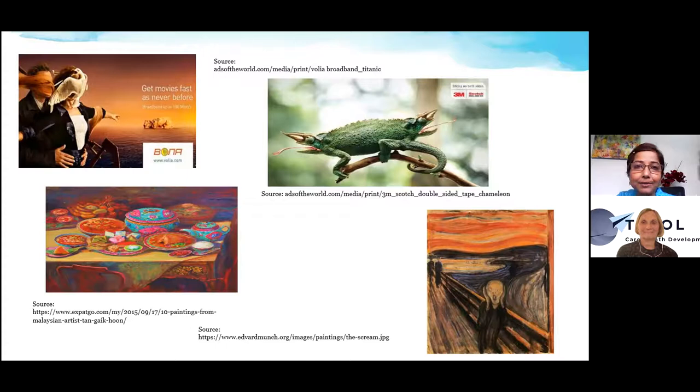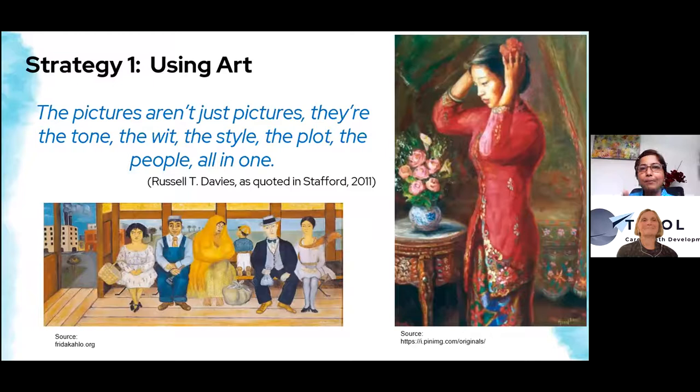So like I mentioned earlier, we would be looking into art, graphic novels, and picture books. The first strategy is using art, which is not very common among many, but I find art pieces are rich in information. The pictures aren't just pictures, they are the tone, the width, the style, the plot, the people, all in one. And these, again, are some of the images that I've used in my classroom.